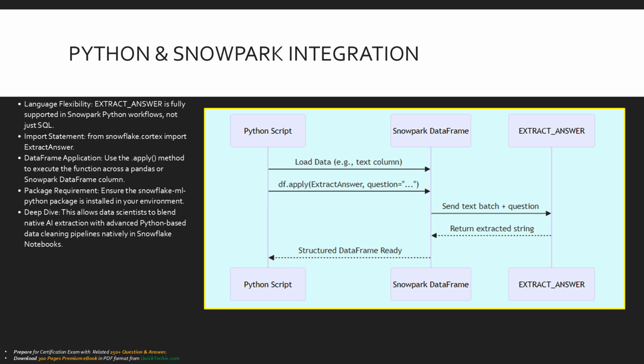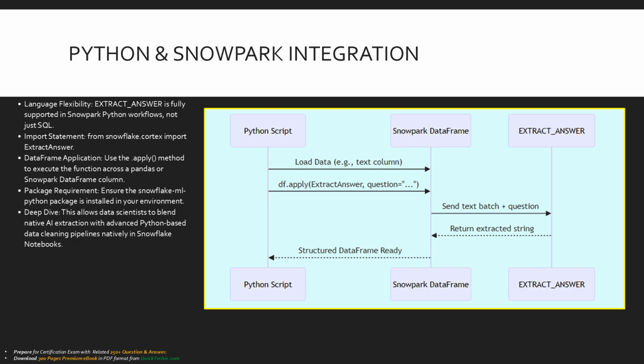For instance, if you have a pandas data frame with a column of text, you can use the .apply method, passing the extract answer function and your target question. This deep integration means data scientists can ingest raw text, use Python for initial cleaning, apply Cortex AI to extract the exact answers they need, and then immediately train downstream machine learning models, all without the data ever leaving the Snowflake compute environment. This sequence diagram maps the Python execution flow.